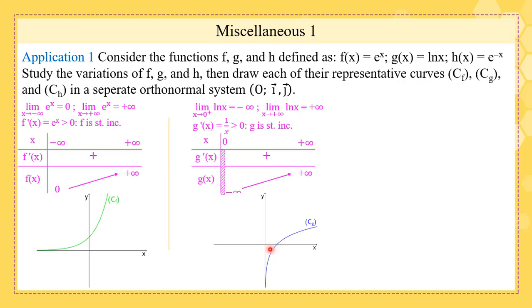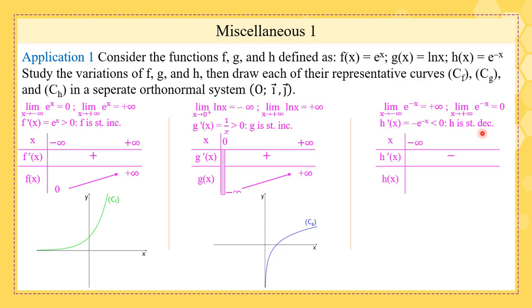Now for h, the limit at negative infinity is positive infinity because e to the power minus infinity is e to the power plus infinity, which is plus infinity, and the limit at positive infinity of e to the power negative infinity is 0. Well, h prime of x, the derivative of this function, remember this is of the form e to the power u, so its derivative is u prime e to the power u. It's negative, so h is strictly decreasing.